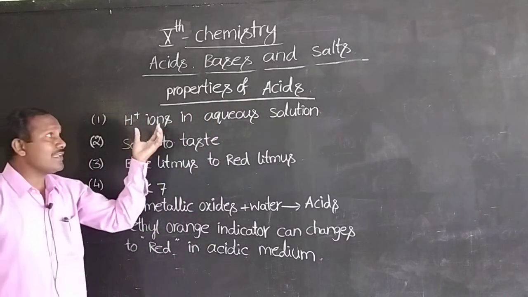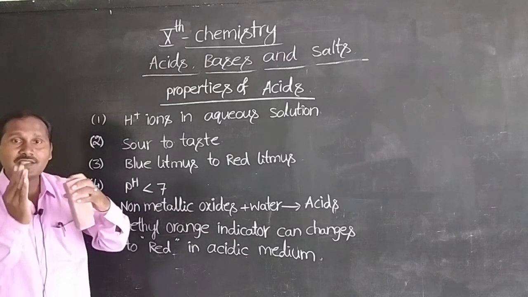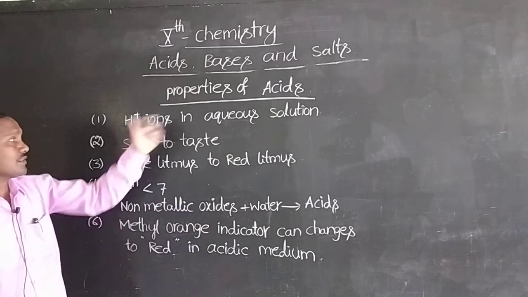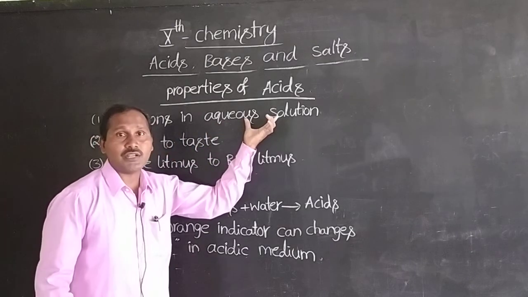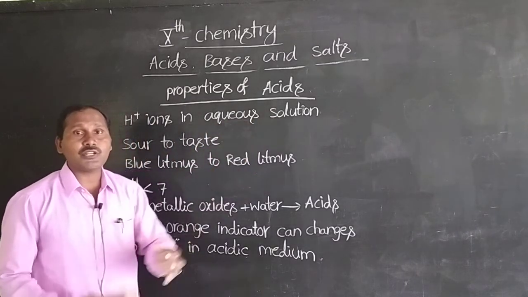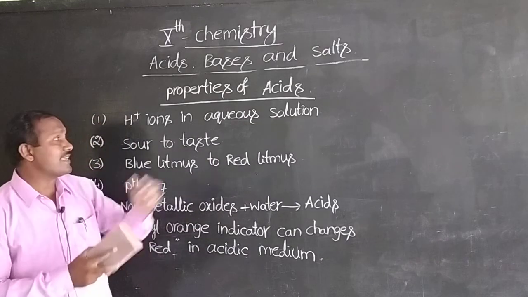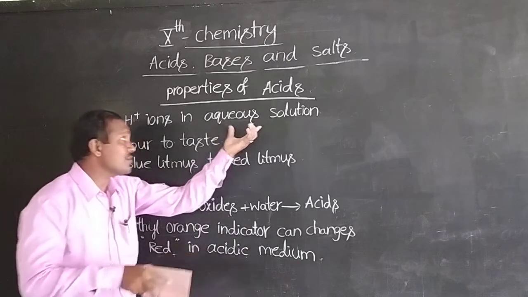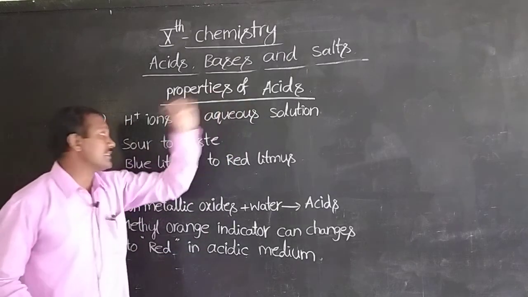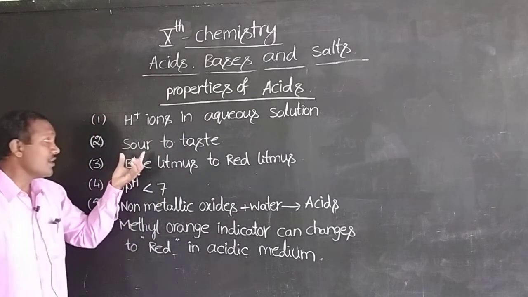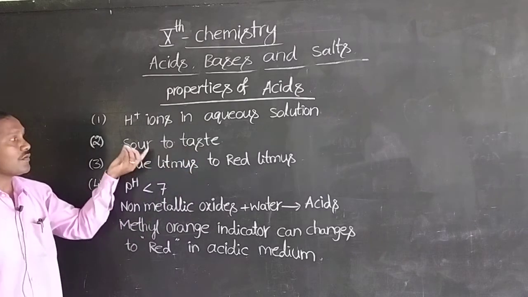Already you know that an acid is a substance which produces H plus ions in aqueous solution. Aqueous solution means a salt is dissolved in water to form a solution. So in aqueous solution H plus ions are produced, and that is called an acid. The next test is that acids are sour to taste.